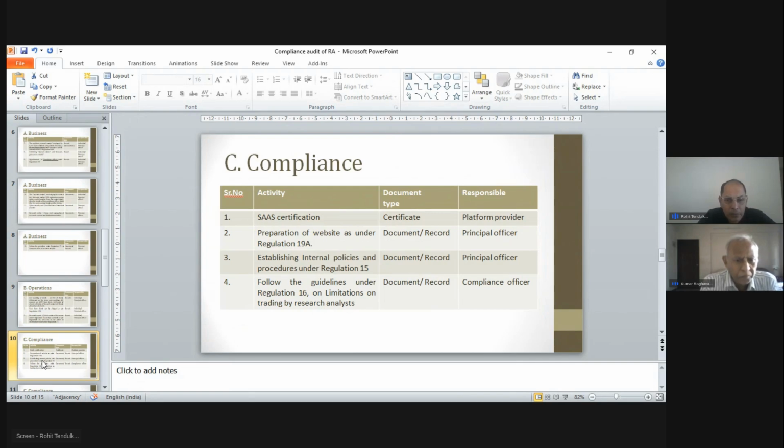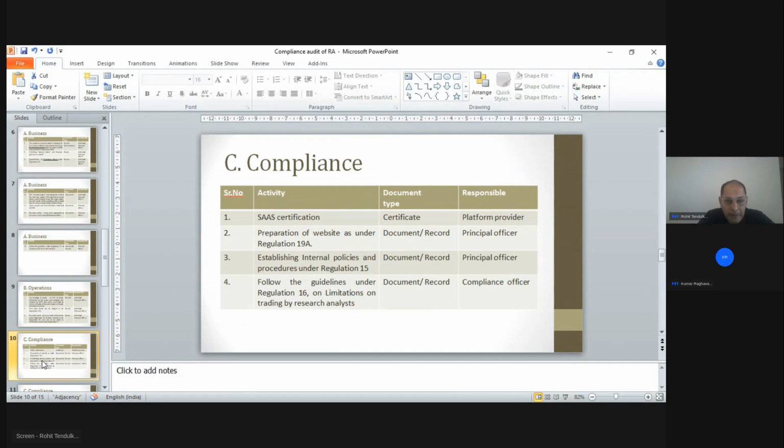Point number two is preparation of website as under regulation 19A. Regulation 19A was introduced in financial year 24-25. So the website must be a functional website containing all the statutory declarations, statutory or regulatory requirements that are applicable, and it must be documented and a record must be kept for every change that is happening in the website. The principal officer is responsible for maintaining these points.